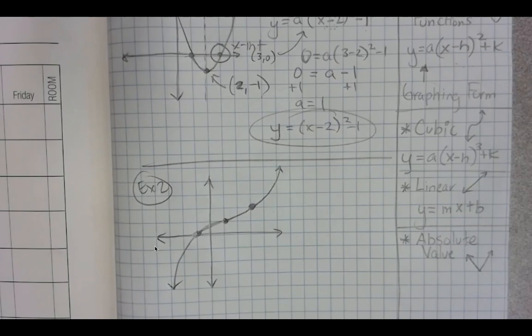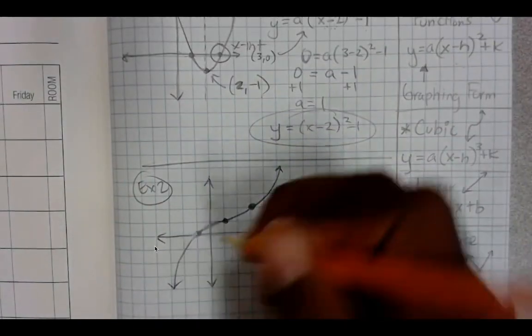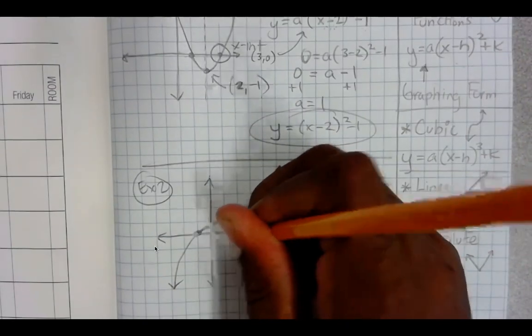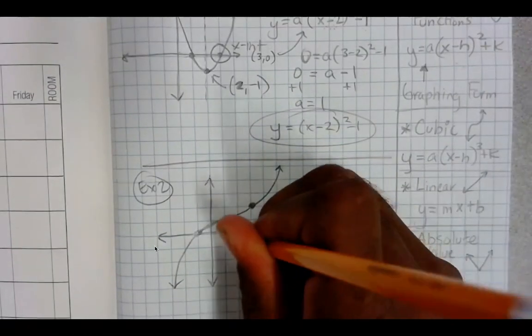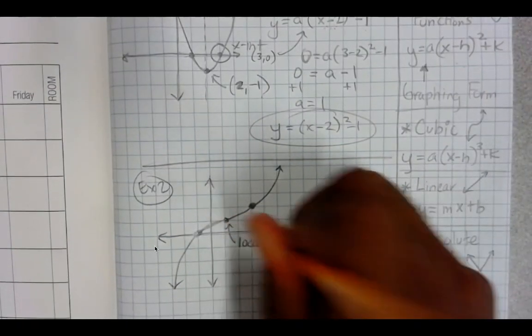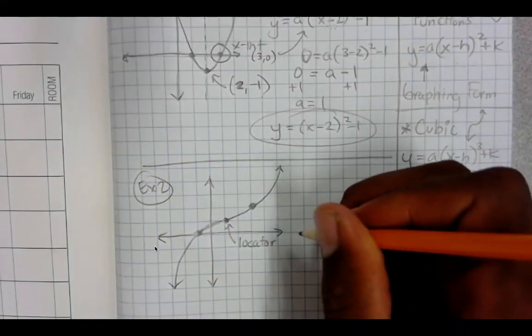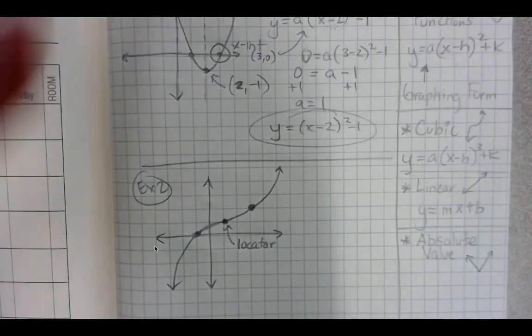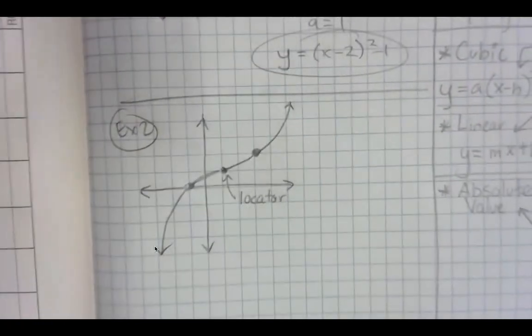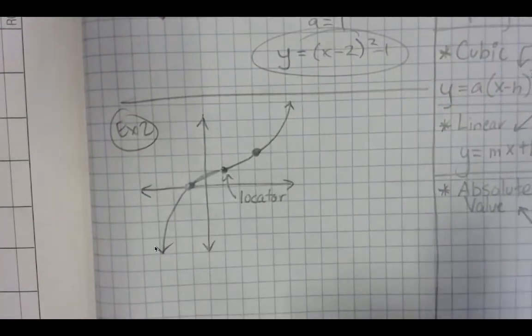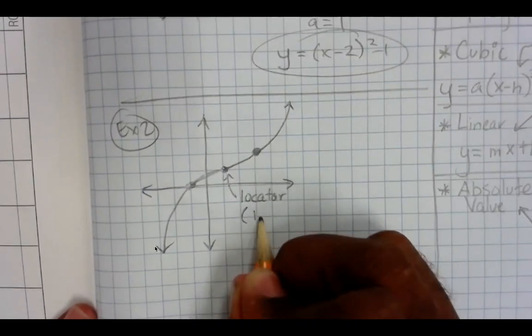Okay, now cubic functions don't have vertexes, but they do have a point in the middle, just like a vertex. What you'll see that called sometimes is a locator point. It serves the same purpose, but they'll call it a locator sometimes. For this one, that locator is just 1, 1.